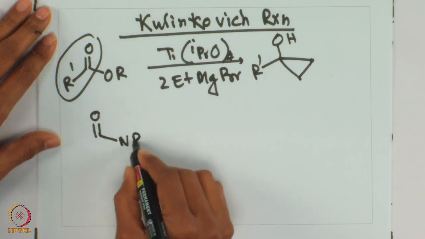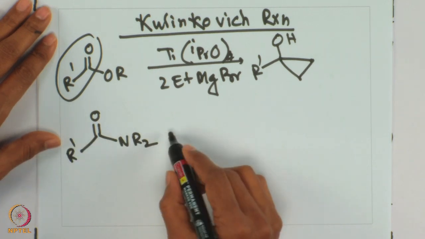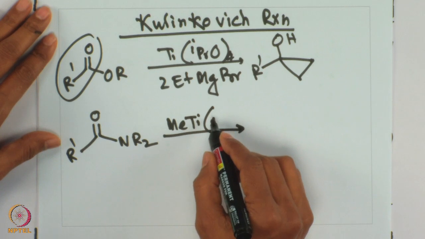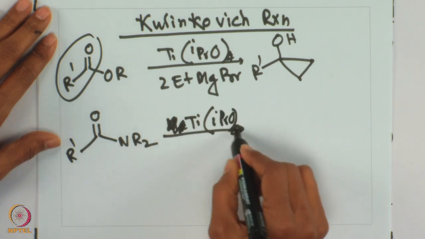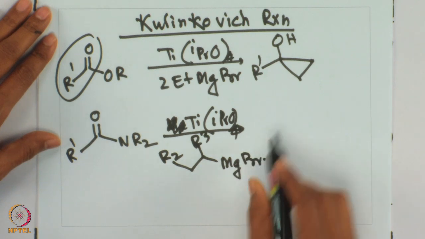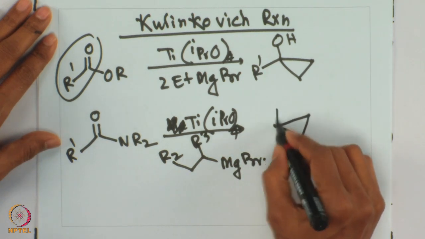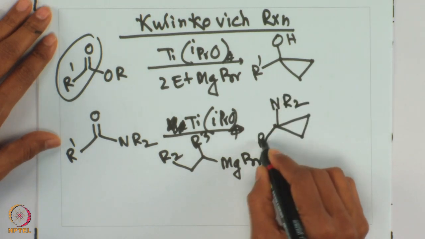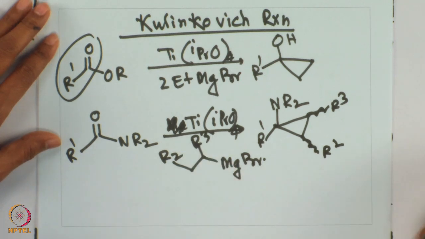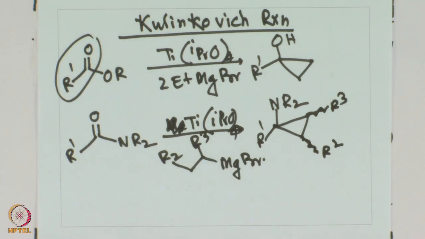If you are taking an NR2 amide over here, you can have an amine substituted cyclopropane. In this case methyl titanium isopropoxide was taken as the reagent, and for example isopropoxide again was taken, and if you are taking R2 and R3 as the reagent, from this we will have cyclopropane ring formation with an amine substituent. For example, over here we can have different substituents coming from the alkyl Grignard reagent. So, this reaction, the Kulinkovich reaction, is a powerful technique for synthesizing the cyclopropane ring with an alcohol or amine substituent on it.